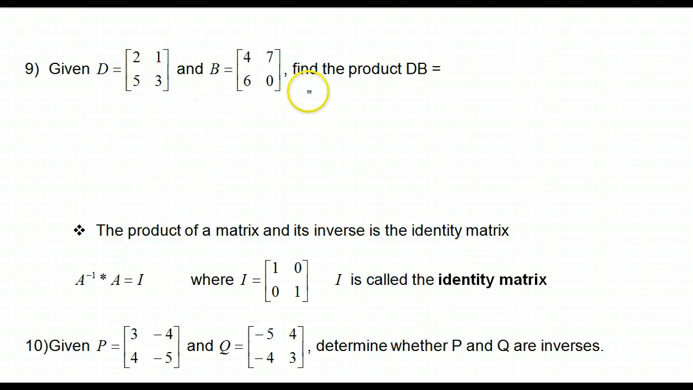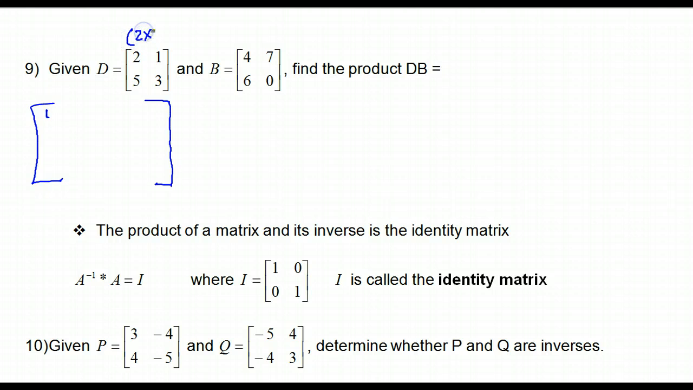Given D and B, find the product of D times B. Alright, so this is like a little review concept. We're not doing the determinant, we're not doing the inverse. This is what we used to do. Let's not forget how we used to do it. It used to be like this, guys. Seems like only yesterday, or should I say 10 minutes ago for some of you. Remember this?